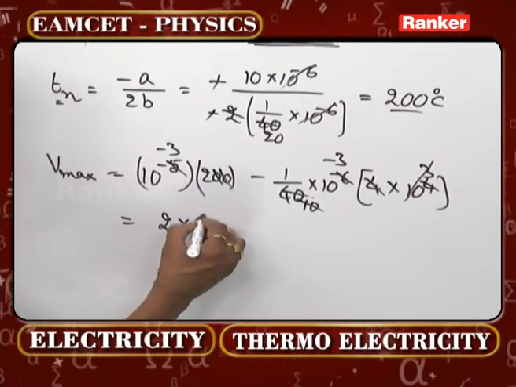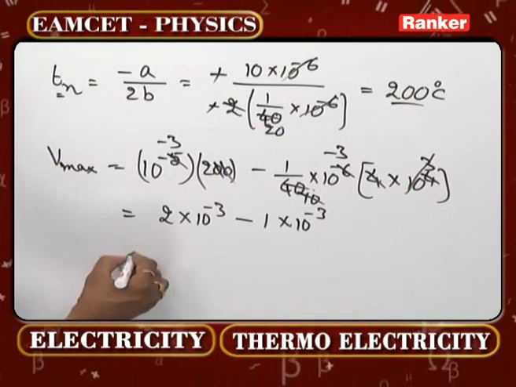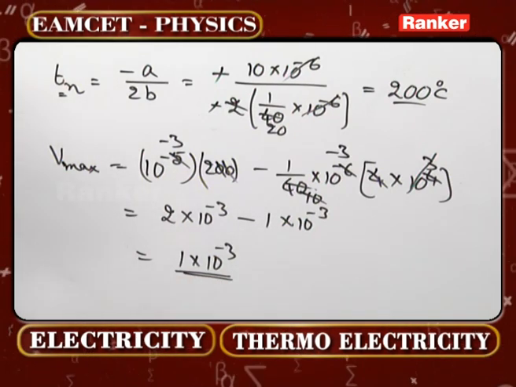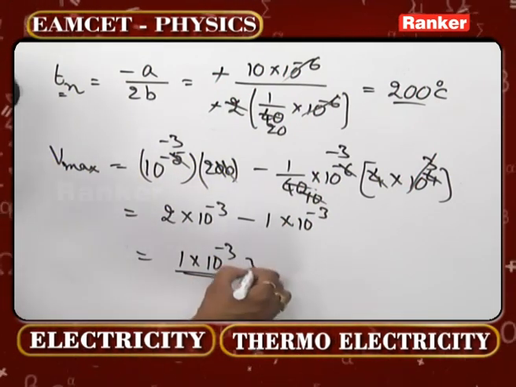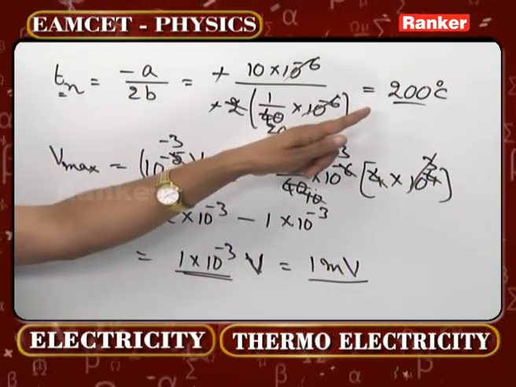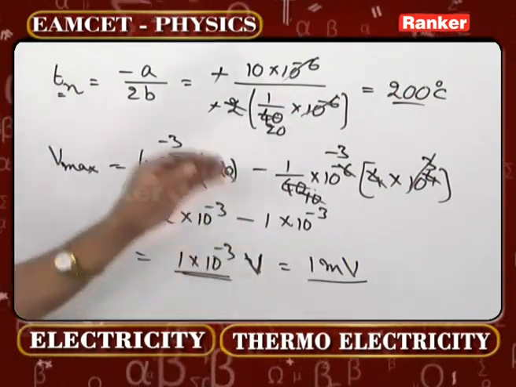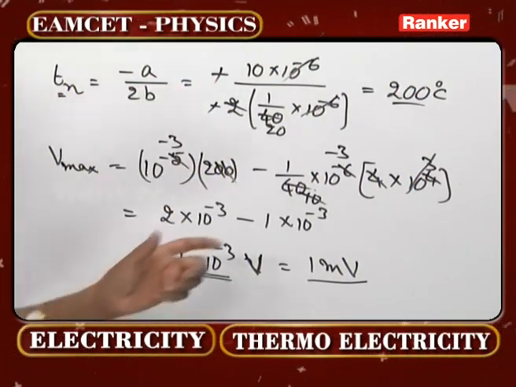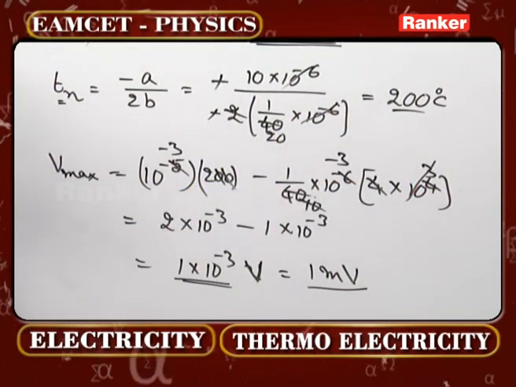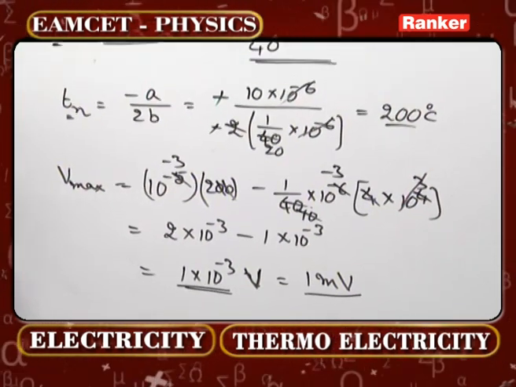You look at 2 into 10 power minus 3 minus 1 into 10 power minus 3. If you take 10 power minus 3 common, is it not 1 into 10 power minus 3 that is left over, please? 10 power minus 3 volt, is it not to be called 1 millivolt, please? So what are the options now? 200 degrees centigrade must be the neutral temperature, 1 millivolt must be the maximum value of thermo EMF. So which option is having these two values? You look at, fourth option has got 200 as well as 1 millivolt. So the option for this question number 7 is the fourth one, please.